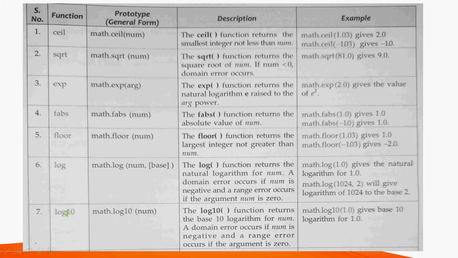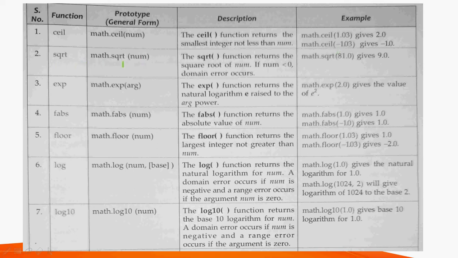Now we are going to see the math functions. The first one is the ceil function. Ceil function returns the smallest integer not less than the number given inside the bracket. The format is math.ceil(num), and you can see the example here. Math.ceil(1.3) will bring the least integer greater than the specified number. And ceil of a negative number will bring the smallest integer greater than the specified number.